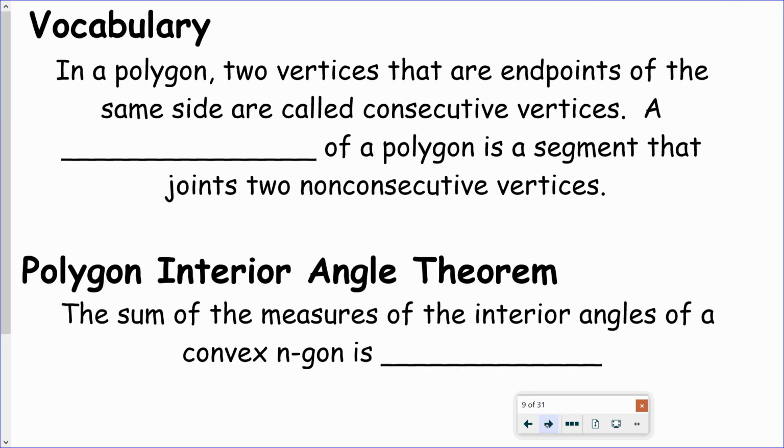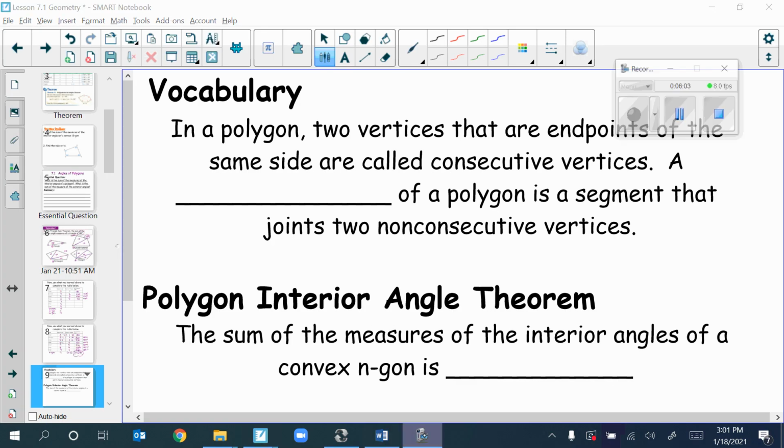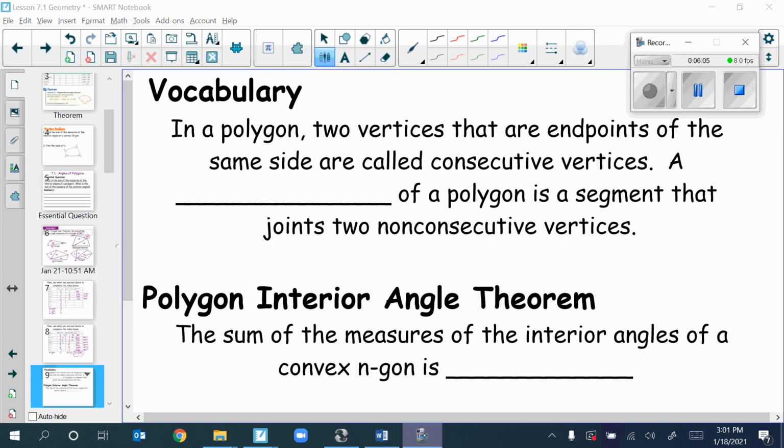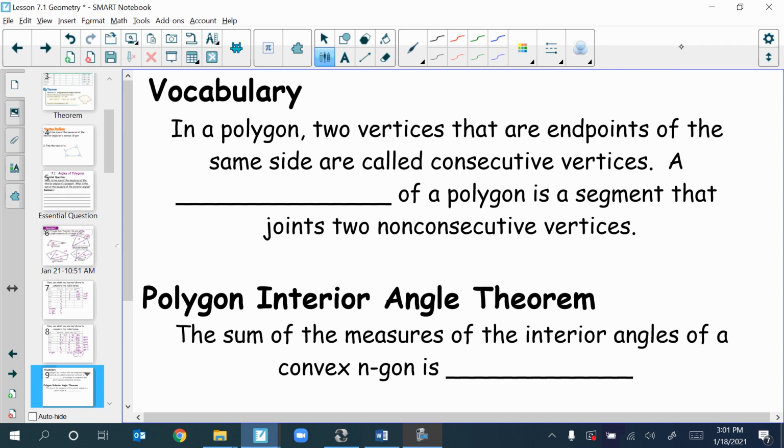Let's go to the right-hand side of our notes. In a polygon, two vertices that are endpoints of the same side are called consecutive vertices.